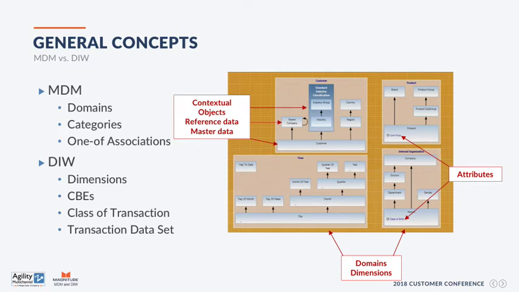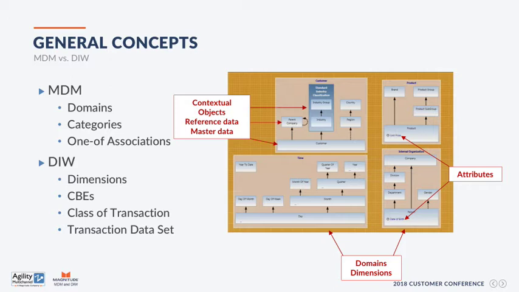Let's talk a little bit about some of the general concepts. So in MDM, we have these things called domains, categories, and associations, particular one-of associations. So those are particular concepts to MDM. In DIW, we have things called dimensions, CBEs, classes of transaction, and transaction data sets. A lot of them are visualized on the screen very similarly.